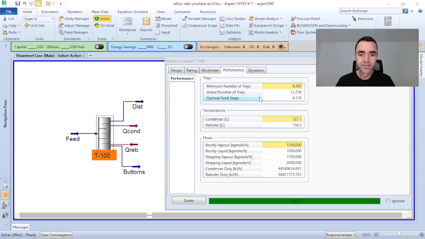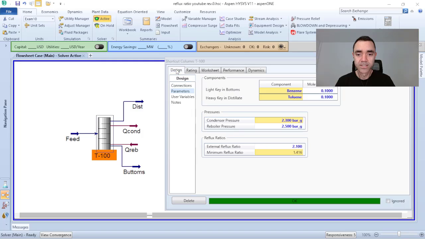And if I go to performance, I can see that the actual number of trays is 12.2. That is rounded up to 13. So if I am doing the chemical process engineering plant design, instead of defining my column as 12.2, I will define it as 13. So you can see here that is the number of actual column trays based on the current reflux ratio. And the minimum trays that I can have is 6.4, based on the total reflux ratio.